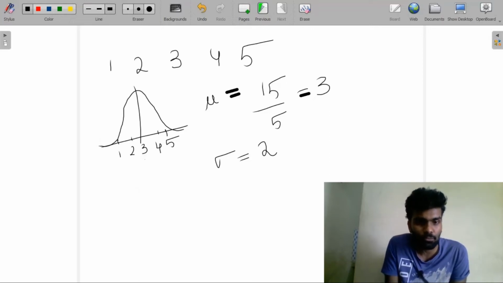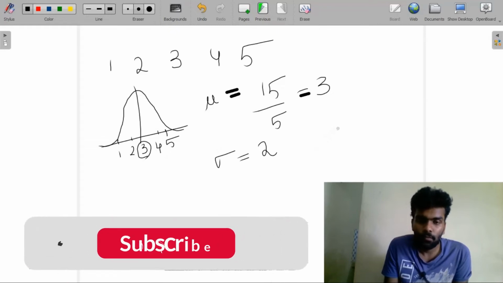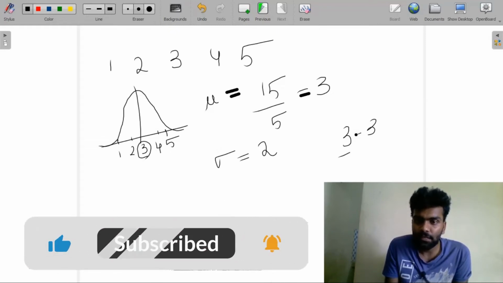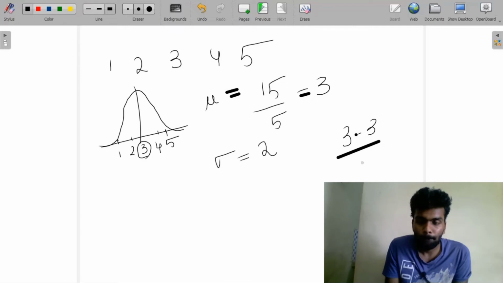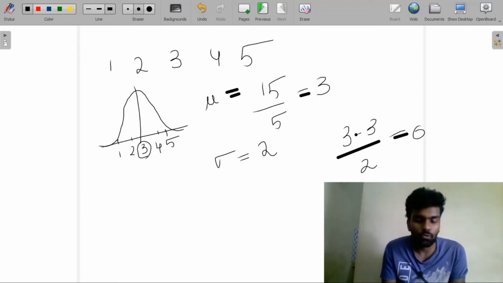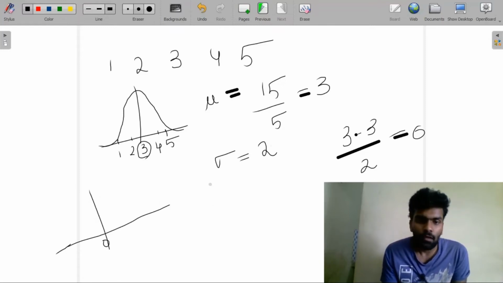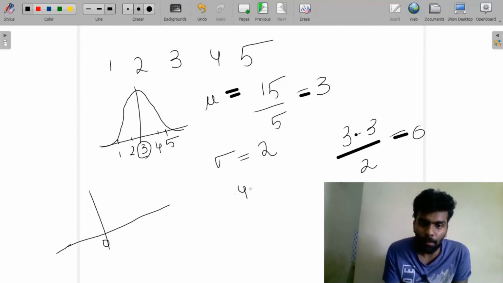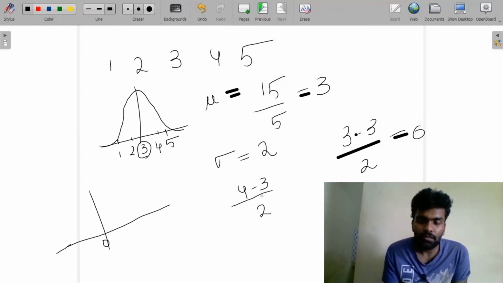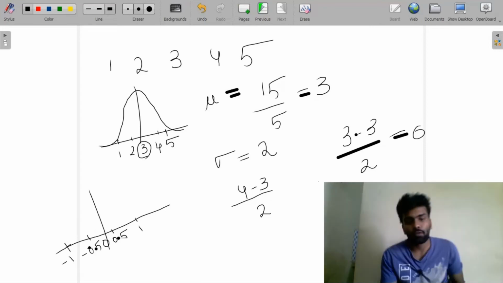For this point, let's try to find the z score. The z score is 3 minus 3 divided by 2, right? So we get 0. I'm just plotting here the standard normal distribution 0, and similarly for this point 4, what we get is 4 minus 3 divided by 2, which is 1 by 2, that is 0.5. And minus 1.